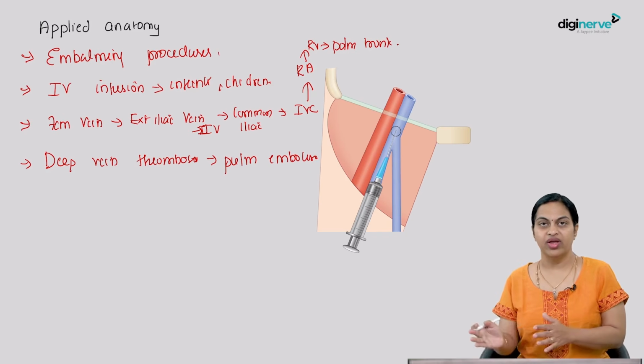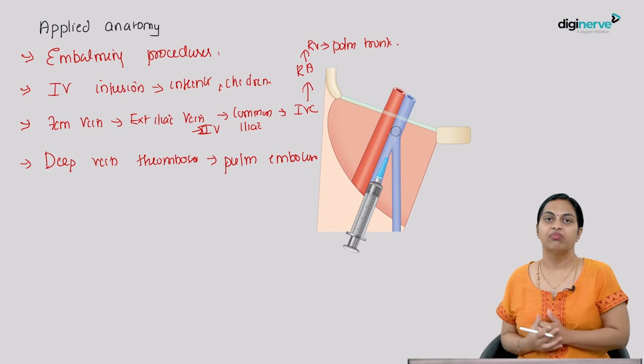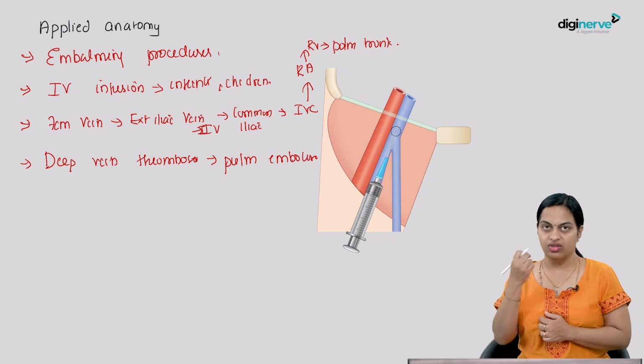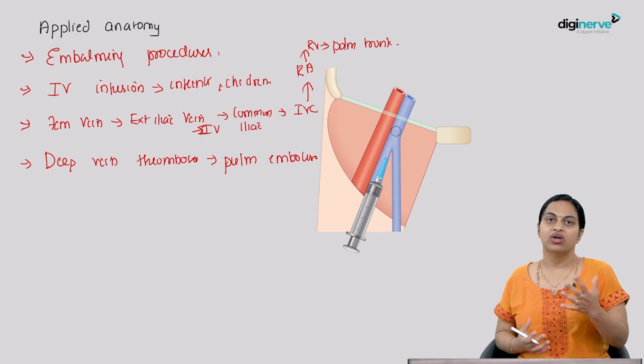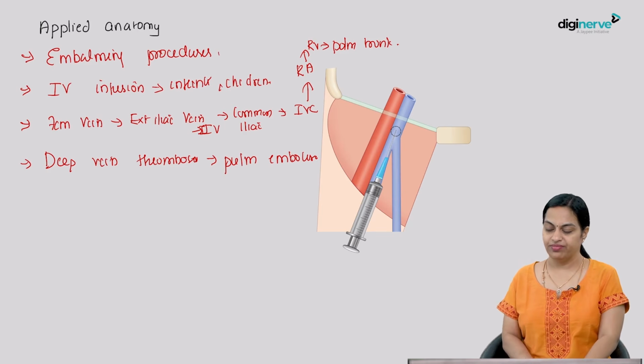So we saw the route, right, from the femoral vein, how it reaches the pulmonary trunk. This thrombus, if it gets dislodged as emboli, it can reach all the way up to the pulmonary trunk to the lungs, leading to a serious fatal condition.